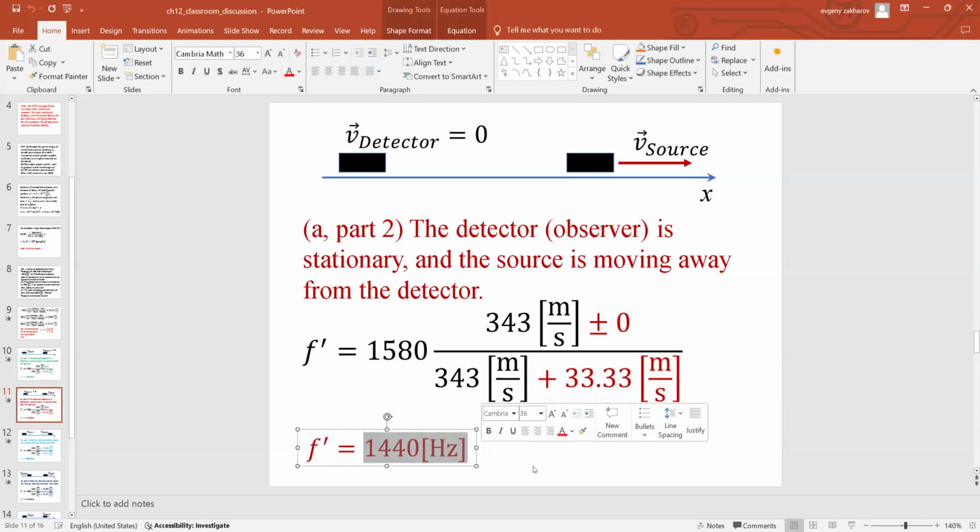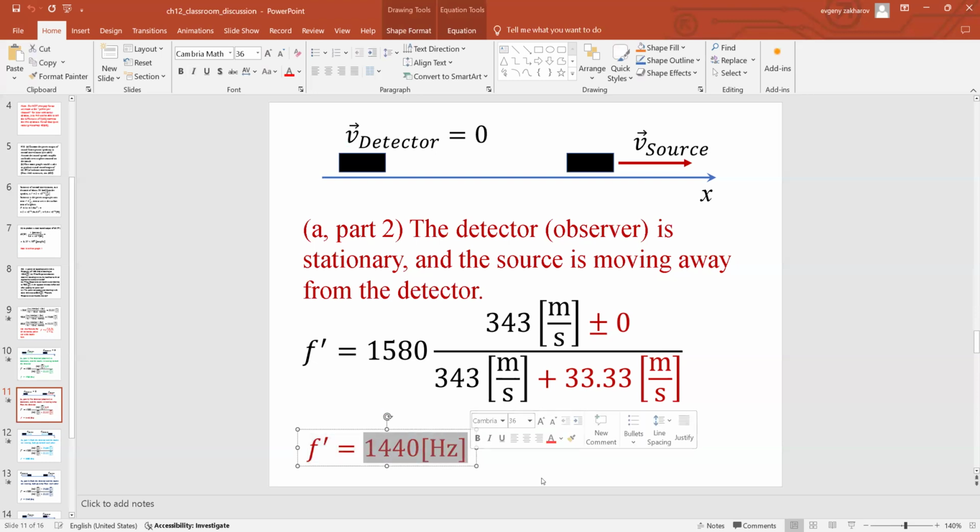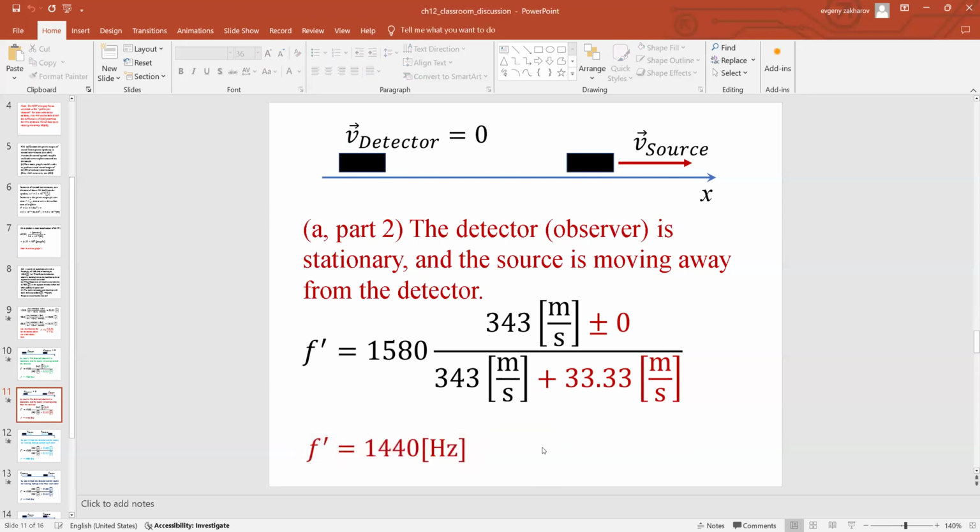And boom, you have what? You have a frequency that is less than the original. Original is 1580. And now you are at 1440. This is your wow, wow, wow instead of wow, wow, wow, wow. So makes sense, right? That's exactly what you will hear next time you're on a sidewalk and you hear a police car or a fire truck coming towards you versus away from you. Check your senses, check your feelings. You will hear something different.